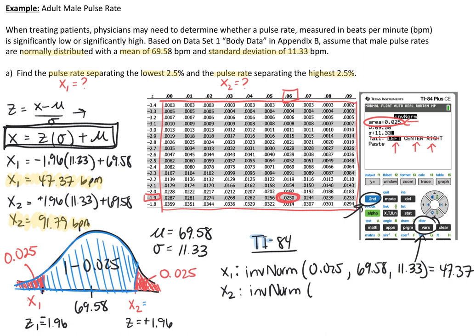So that is what you would type into your calculator, 1 minus the area that is on the right, which will give you the area on the left, right? So area on the left. And then again, type in the mean and the standard deviation value, press enter, and it'll give you 91.79, which are the same answers that we got when we used the formula in table A2. So you choose which method you like and stick with it.